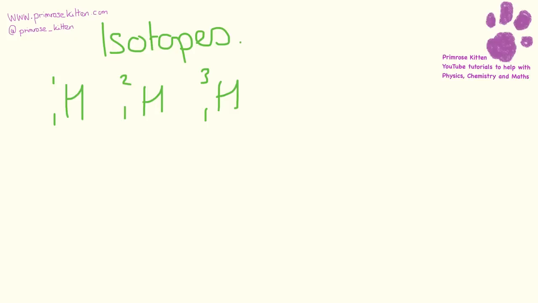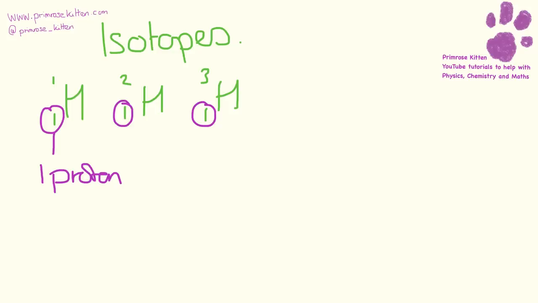Isotopes are different versions of the same element. So here we have hydrogen, and the atomic number of all of these is 1. That tells us it has 1 proton, and the proton is the bit that identifies the elements. And then if we look at the masses, you can see we have a mass of 1, a mass of 2, and a mass of 3.